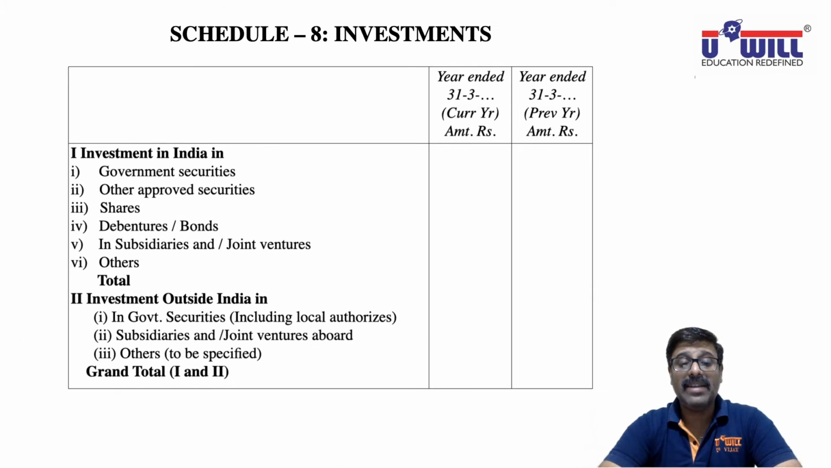Then Schedule 8, investments. Here there is nothing to highlight because we all understand what investments are. Investments in India may be in government securities, other approved securities, shares, debentures, bonds, subsidiaries, joint ventures and others. Investments outside India may be in government securities, subsidiaries and joint ventures abroad and others. Include one more item over here, that is gold. If the bank purchases gold, then that will be considered as an investment. However, if the bank purchases silver, that will come in other assets. So there's an important difference. All of you write this extra item.